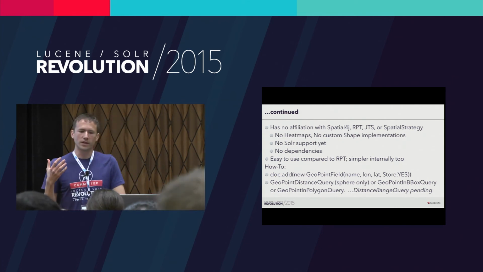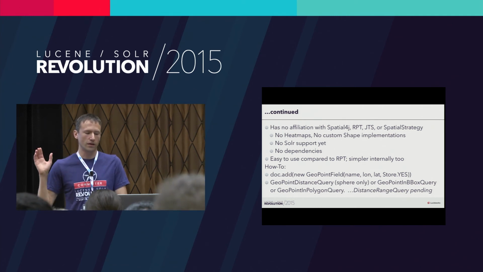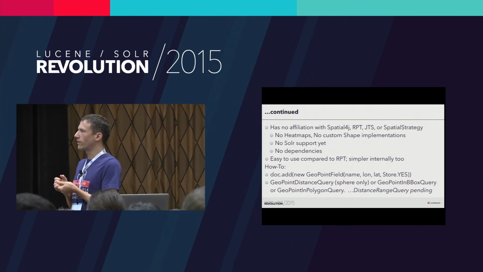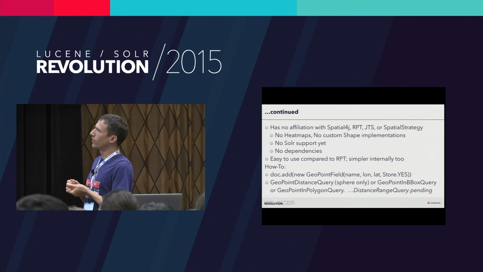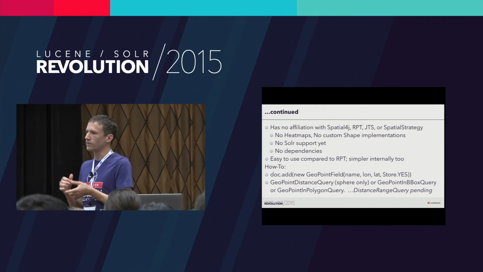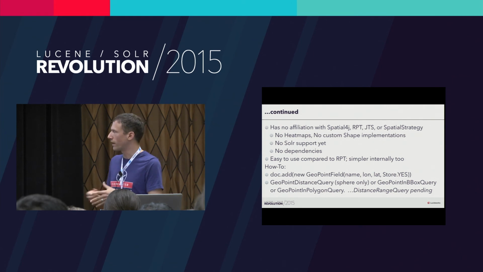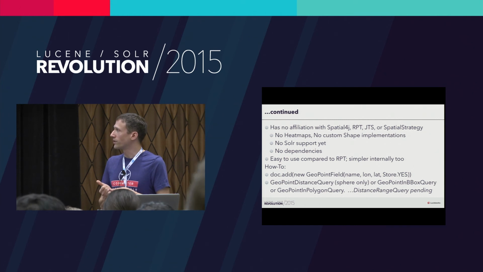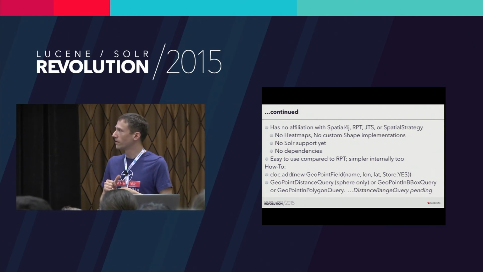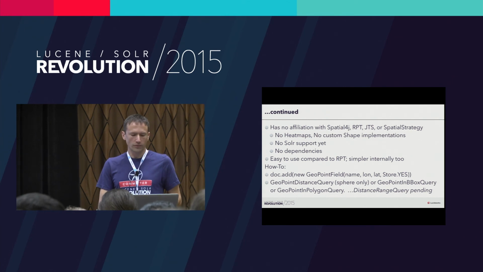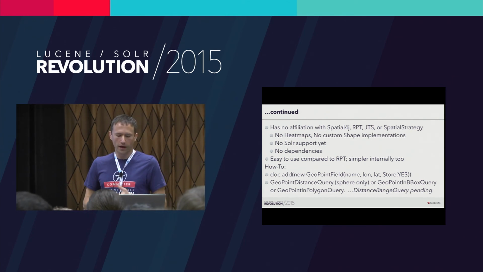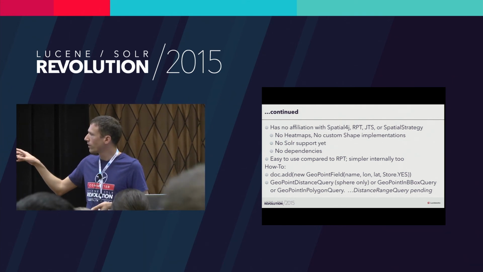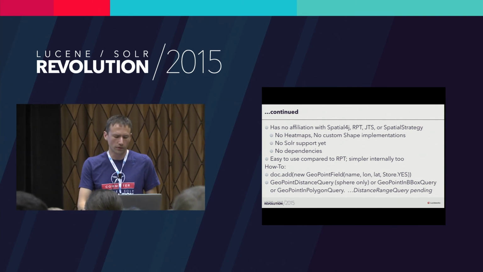So this is a new approach. It doesn't have anything to do with any of the spatial prefix tree, Spatial4J stuff, none of that. For better and worse, if you had a custom shape, I've done some custom shape stuff, and this doesn't work with that yet. Although it could be made to, but it doesn't. It has no dependencies. I think that's a value proposition that was behind part of its existence anyway. There's no Solr support yet, and it's fairly easy to use. There's one line of code for adding the GeoPoint, and you use one of those few query types to query it.